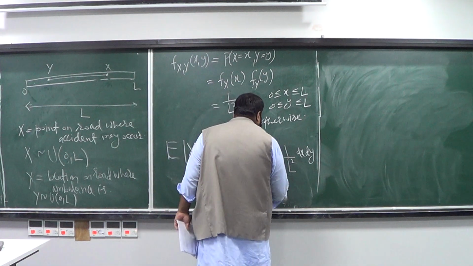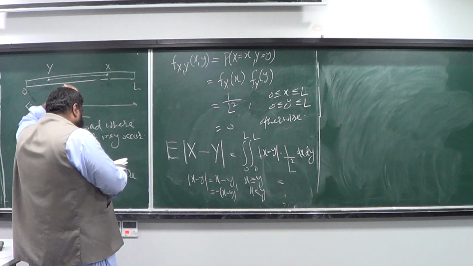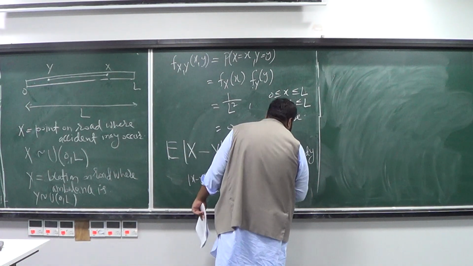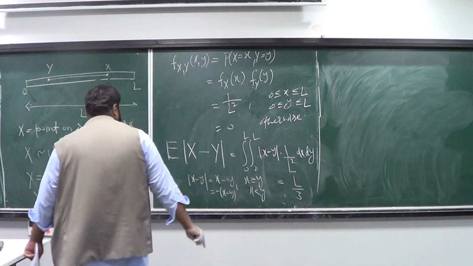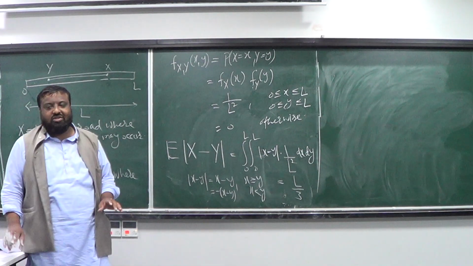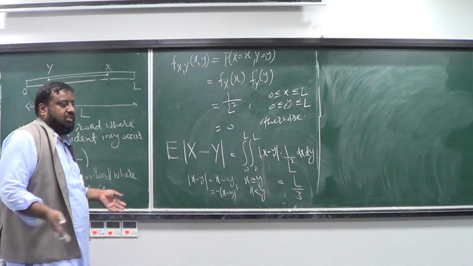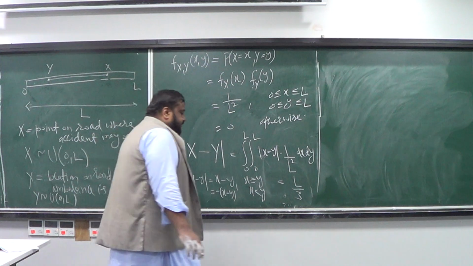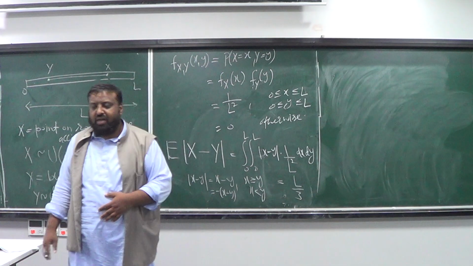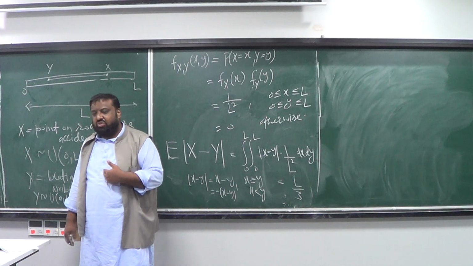When you compute this integral, I'm just directly writing the result, you will get a very interesting answer, and that answer is going to be L over 3. So the expected distance between two points is L over 3. This could be an example of very interesting importance. For example, you have this motorway, say between Karachi and Hyderabad. It's a long motorway, and the cars go really fast.